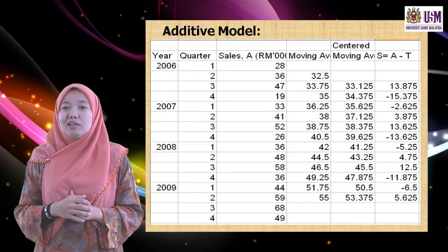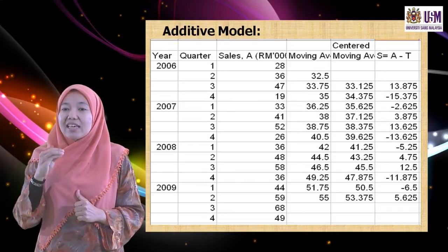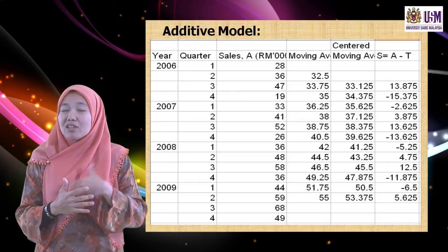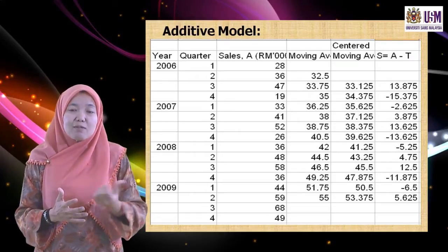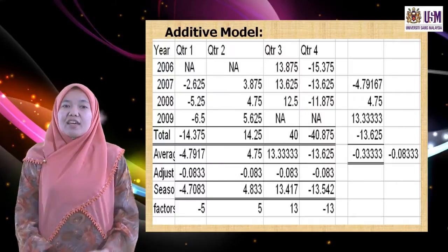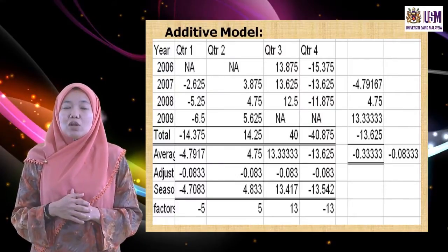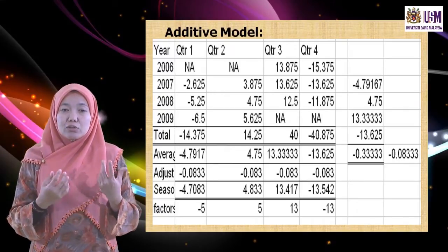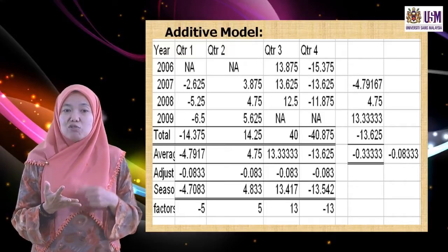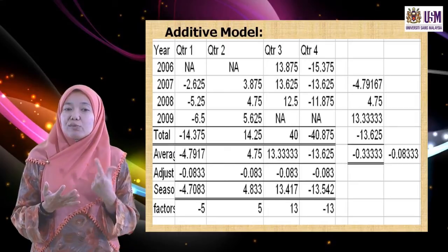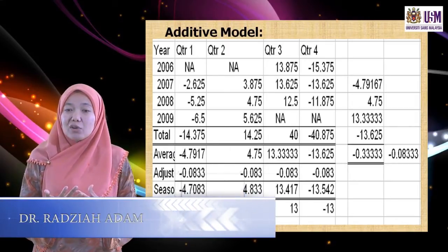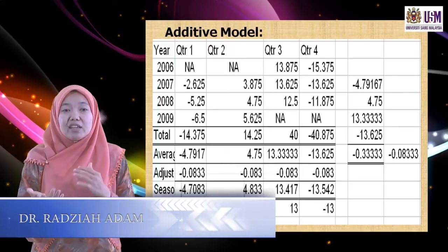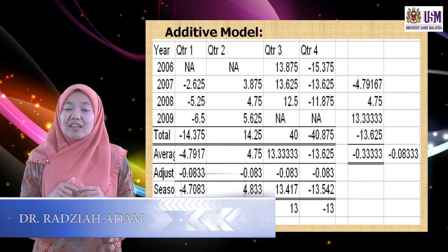So in the additive model, the seasonal component is obtained by taking out the centered moving average value from the actual observation. That's the difference between the additive model and the multiplicative model that we discussed earlier. The next step in this additive model is similar to what we did in the multiplicative model. We need to get the seasonal index for the 4 different quarters and normalize them. Instead of adding up to 4, we make sure they add up to 0. Why? Because it's an additive model, we have positive and negative values, and they should offset each other and end up with 0.